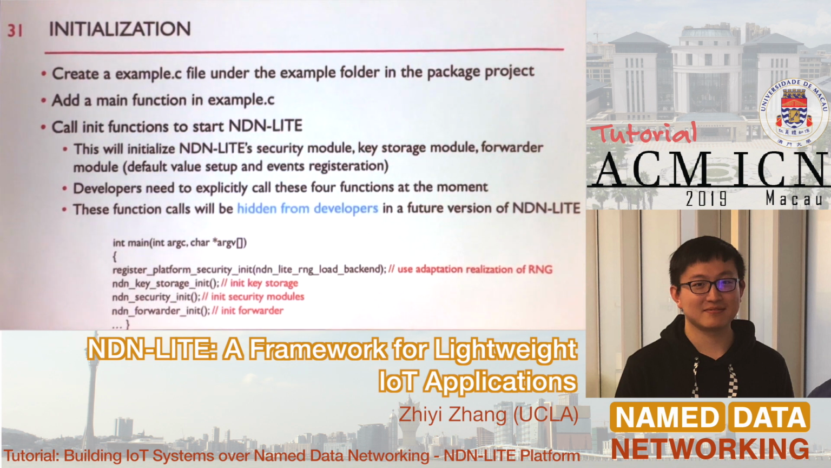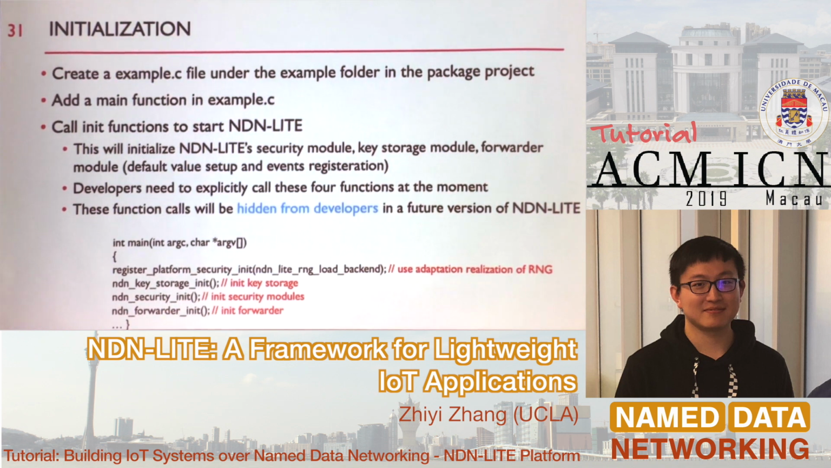Okay, so first, initialization. We can create an example.c file under the example folder in any package project, like the POSIX project or the NORDIC project. To start, we have a main function here in the example.c, and in the first lines, we call some initialization functions to start NDN-LITE. As you can see here, I actually put 4 lines here. These 4 lines will start 4 parts of NDN-LITE. Developers now need to explicitly call these 4 functions at the moment, but these functions will later be simplified using some high-level things or be automatically called by the NDN-LITE framework.